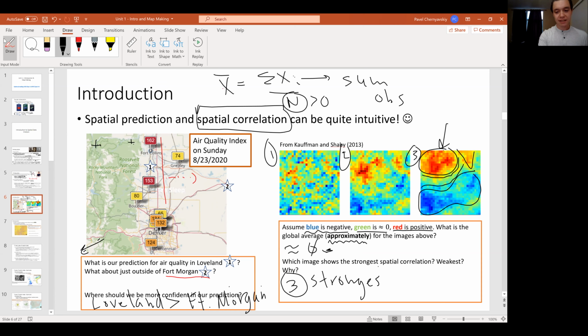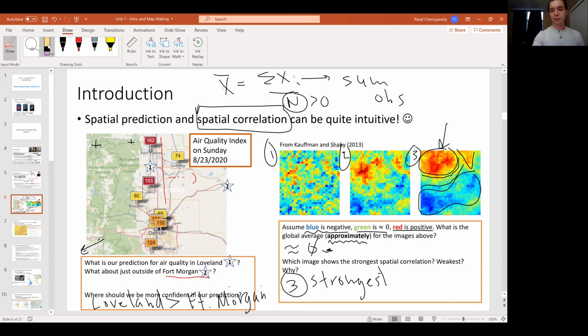Remember, the average is the same. The number of red and blue tiles is approximately the same. But we rearranged such that the red tiles are near each other and the blue tiles are near each other. So this number 3 has the strongest spatial correlation.